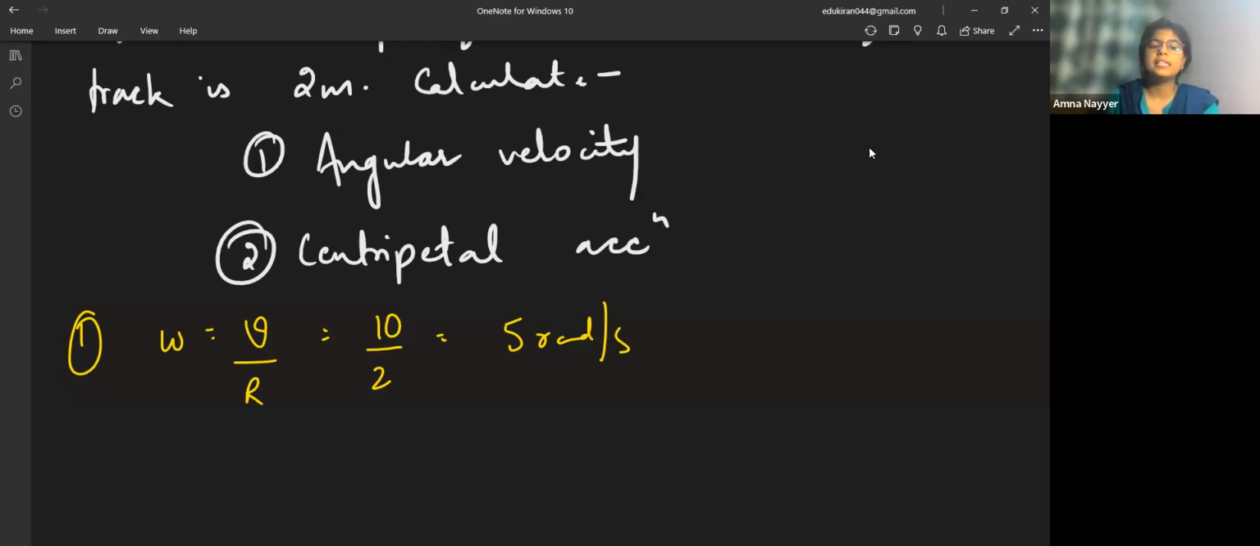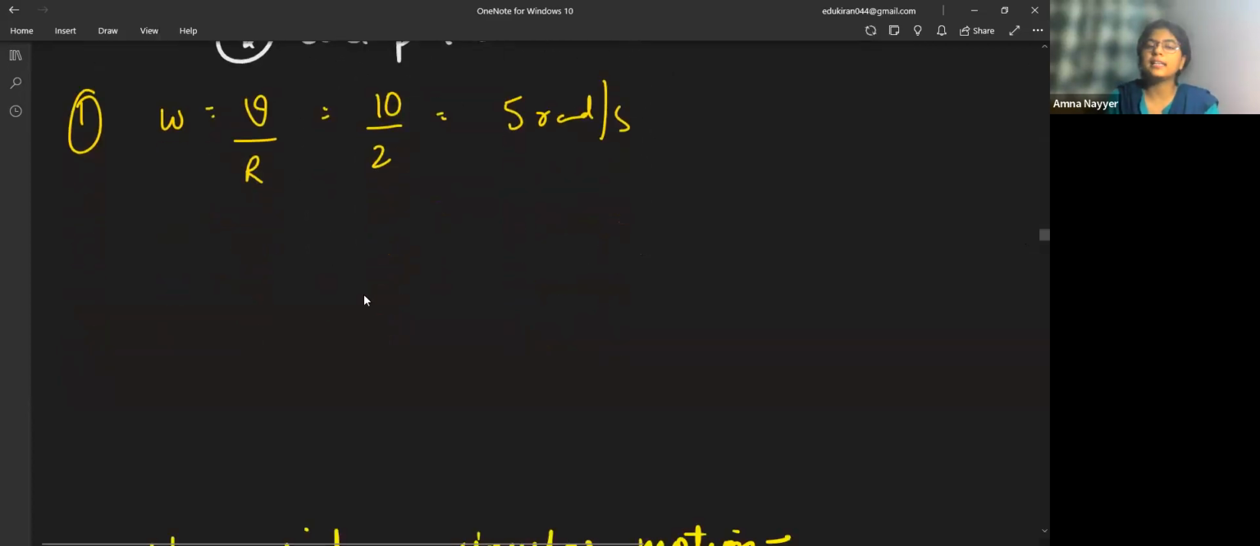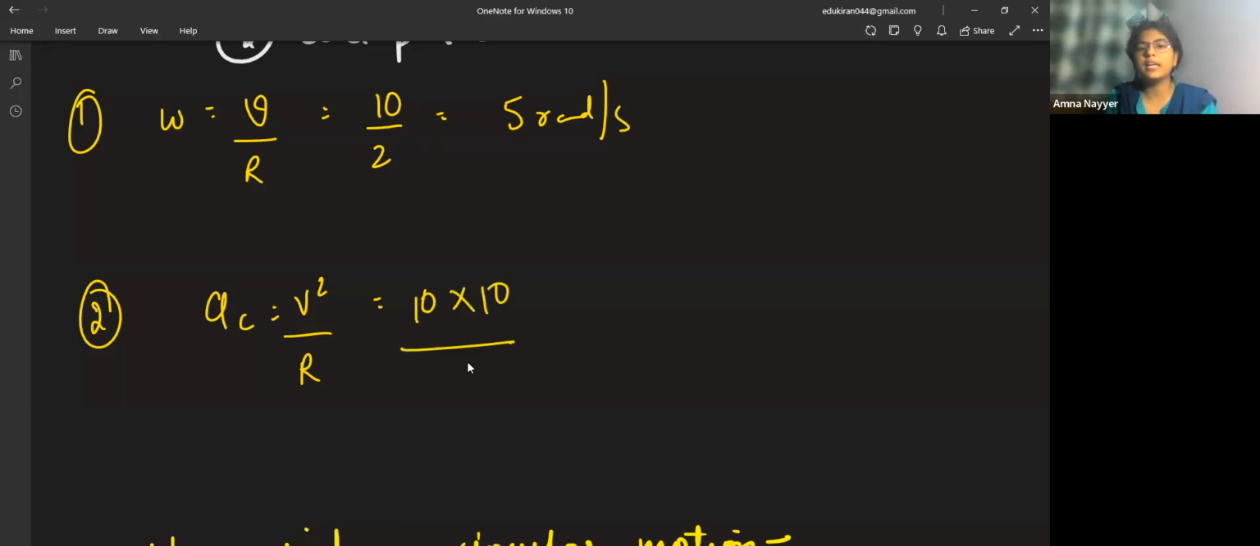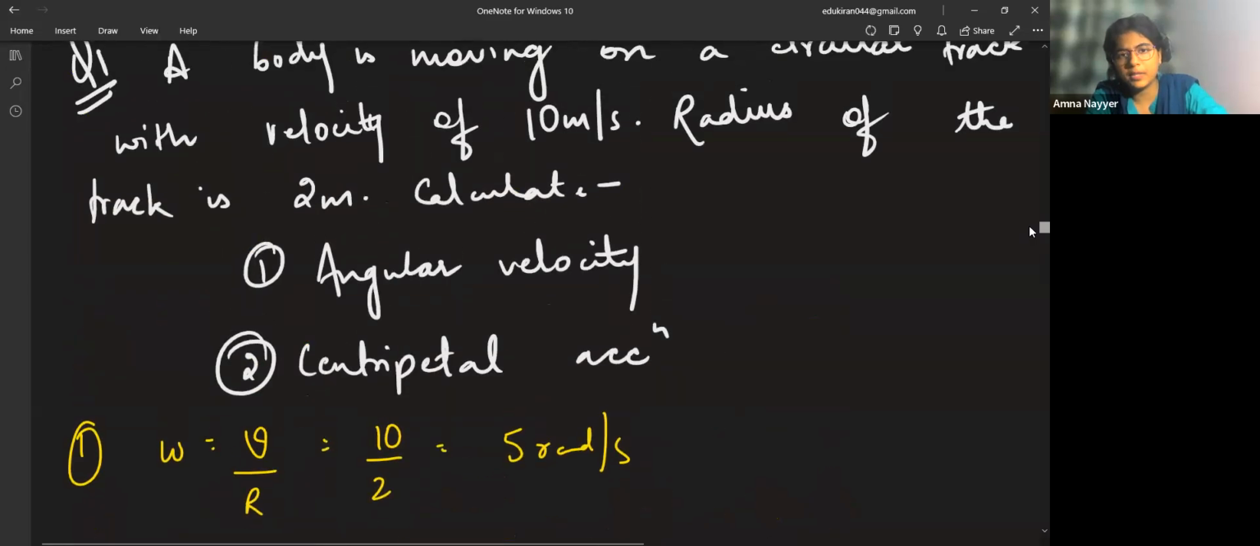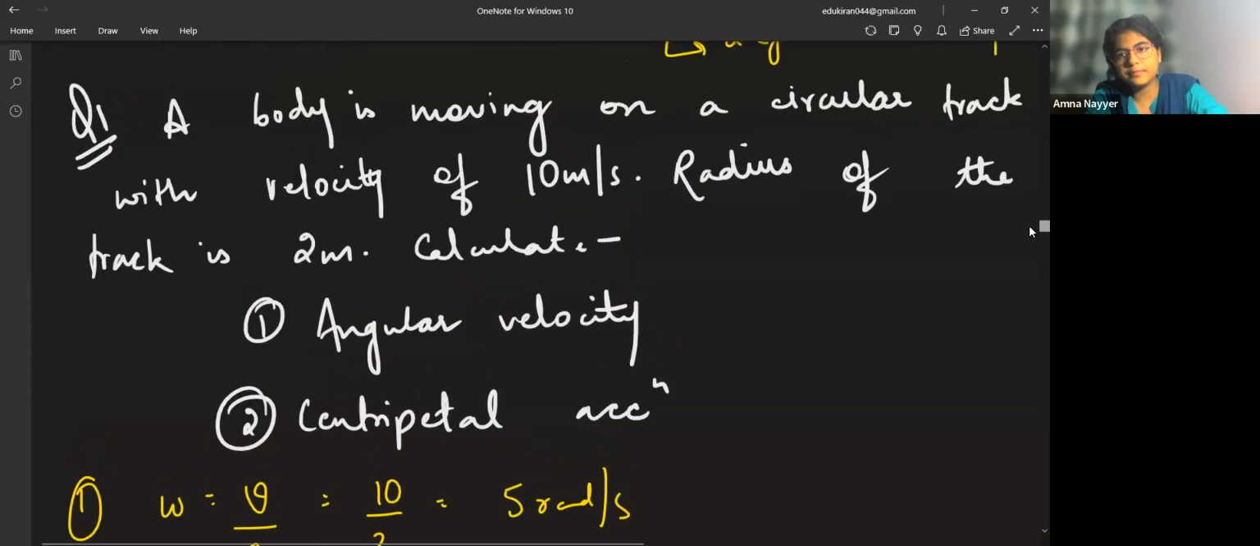That's it. Second part says centripetal acceleration. So centripetal acceleration is v square by r. So that is 10 into 10 by 2, that becomes 100 by 2, which is 50 meter per second square. These questions look basic and very easy to calculate, but they do come in the exam. Note down this.